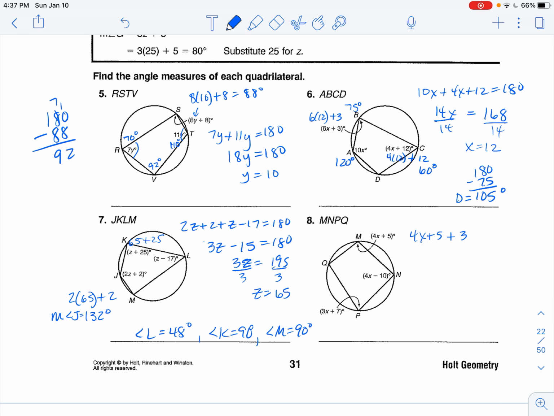All right, last problem. Let's set our opposite angles supplementary. So 7x plus 12 is 180. 7x is equal to 168. Divide both sides by 7. X is equal to 24. All right, let's substitute that in. 4 times 24 plus 5. And the measure of angle M is going to give me 101.